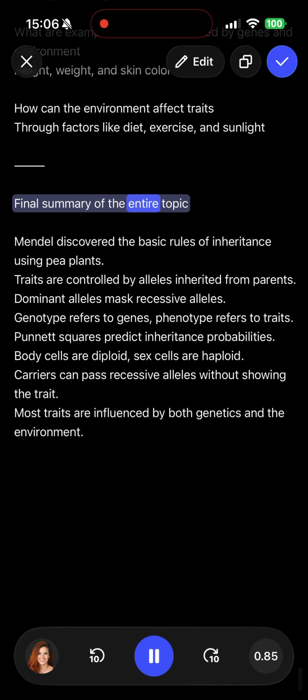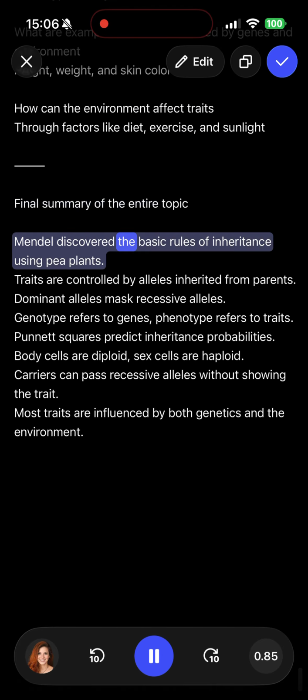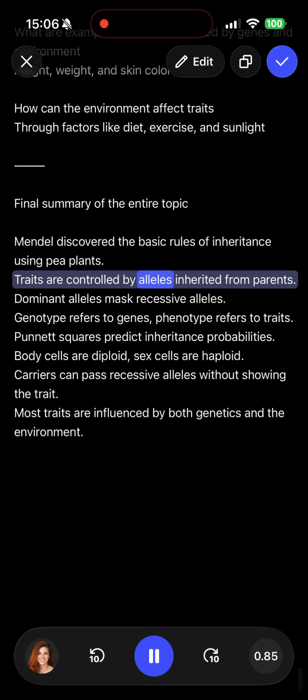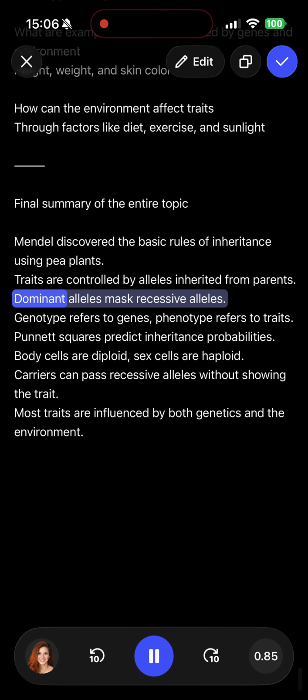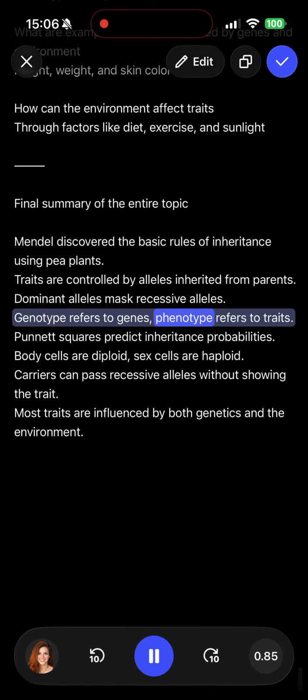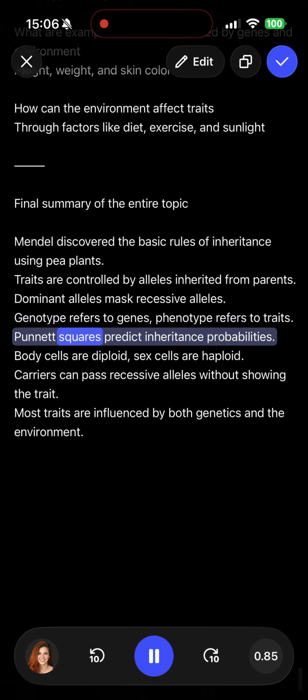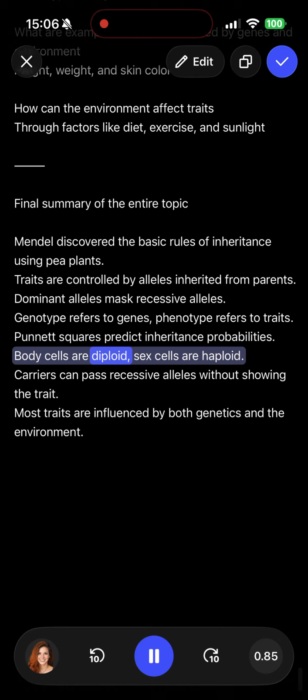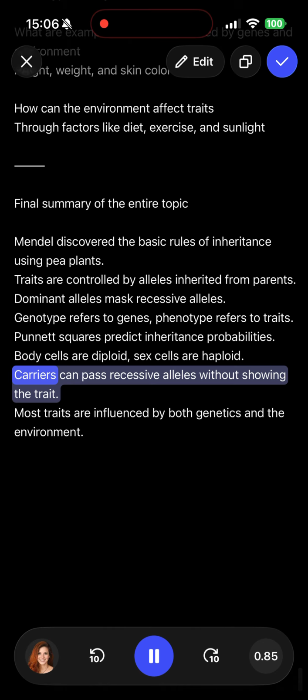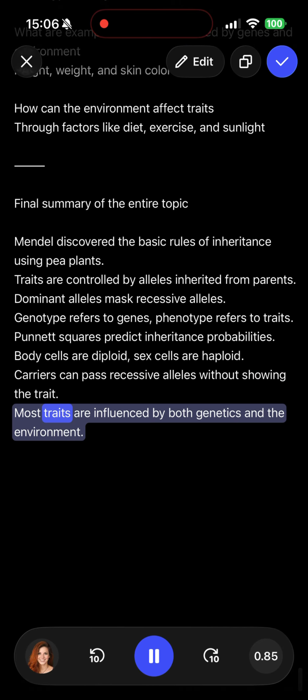Final summary of the entire topic. Mendel discovered the basic rules of inheritance using pea plants. Traits are controlled by alleles inherited from parents. Dominant alleles mask recessive alleles. Genotype refers to genes. Phenotype refers to traits. Punnett squares predict inheritance probabilities. Body cells are diploid. Sex cells are haploid. Carriers can pass recessive alleles without showing the trait. Most traits are influenced by both genetics and the environment.